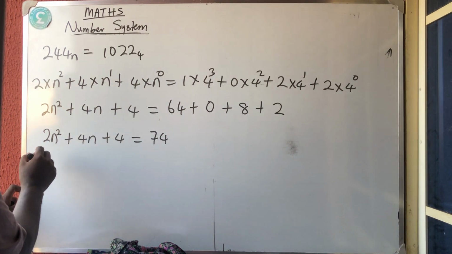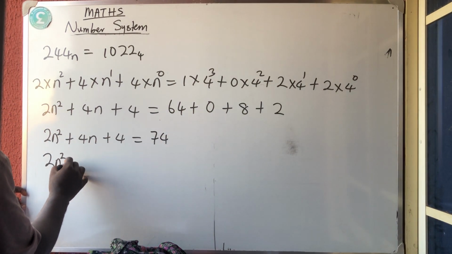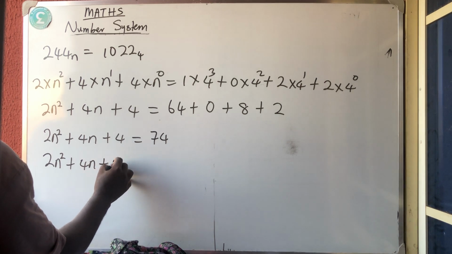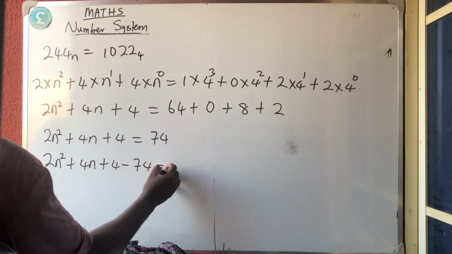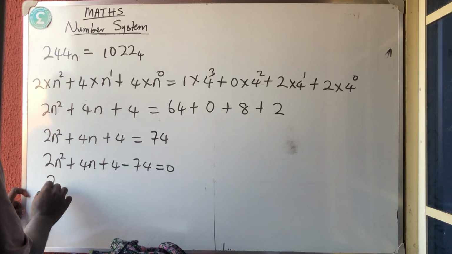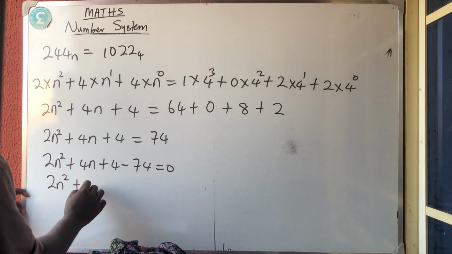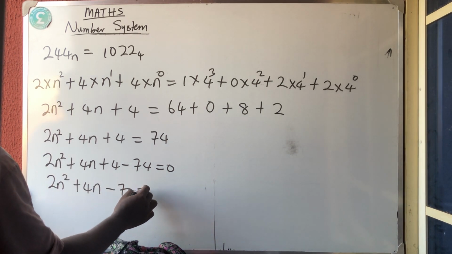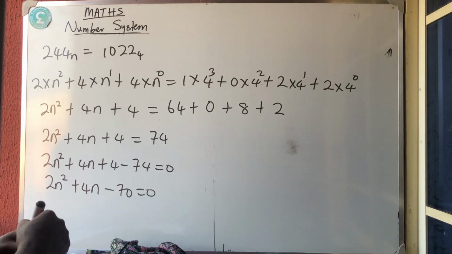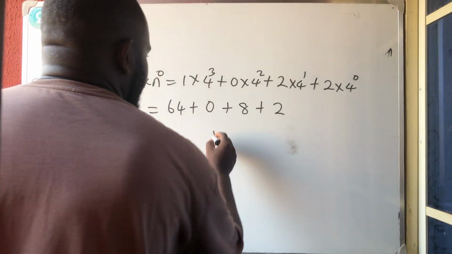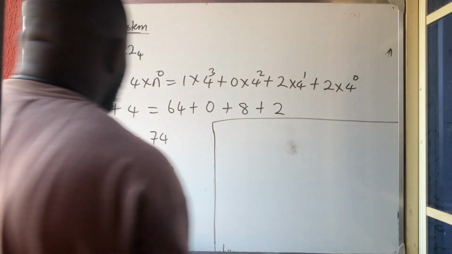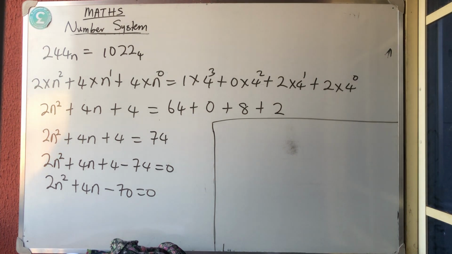So bring this one to this side to have 2n squared plus 4n plus 4 minus 74 is equal to 0. So what do I have now? 2n squared plus 4n minus 70 is equal to 0. So this is a quadratic equation. So we are going to solve it by the factorization method. It is going to be factorizable. So let us factorize. If you don't know how to solve quadratic equations by factorization, please go to my video on quadratic equation. You can get that.